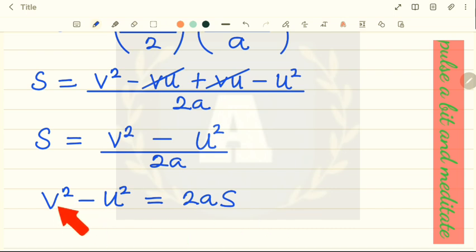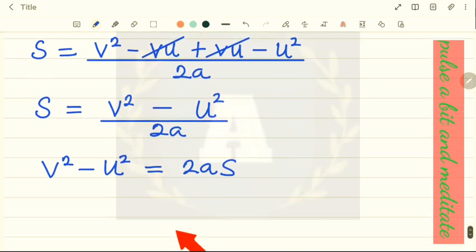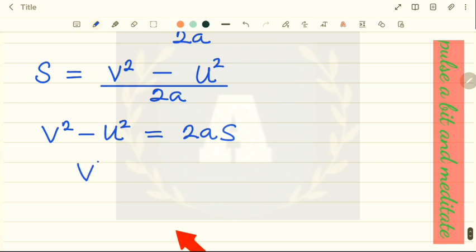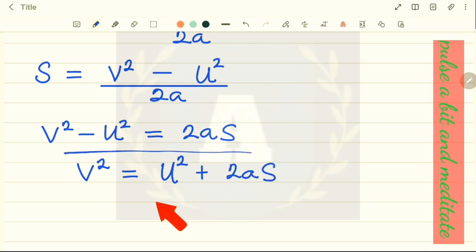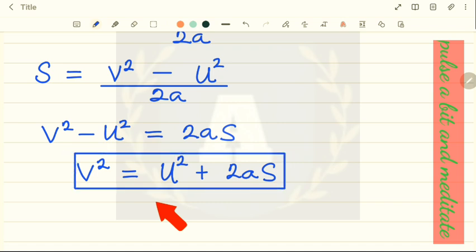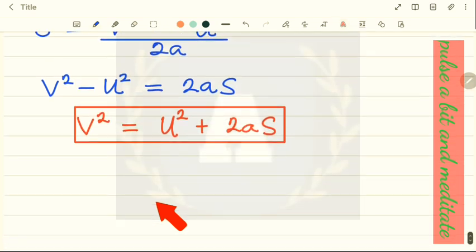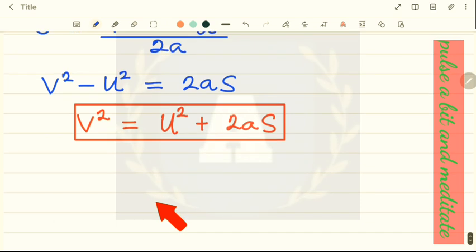So when we make V squared the subject, minus U squared is coming here, it becomes plus U squared, plus 2AS. So V squared equals U squared plus 2AS. This is another equation of a uniformly accelerated motion, a very prominent one. So now we have derived all the equations of uniformly accelerated motion.